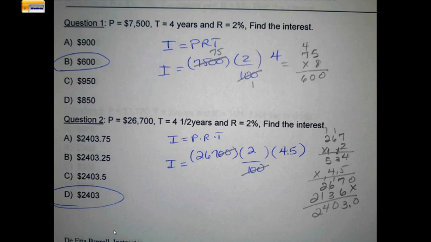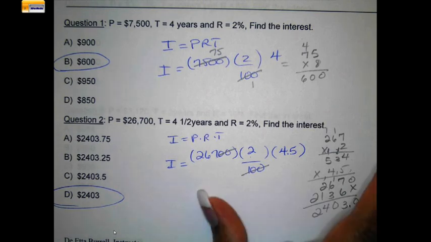What did you do with the 4.5? I multiplied it right here. I took 267 times 2, and I got 534, then I multiplied it by 4.5. And that gave me 2,403. So it's all multiplication, Miriam. Any other questions on this? Okay, let's go to the next one.